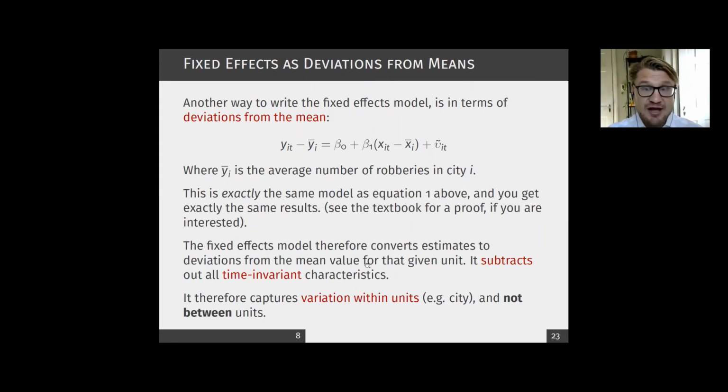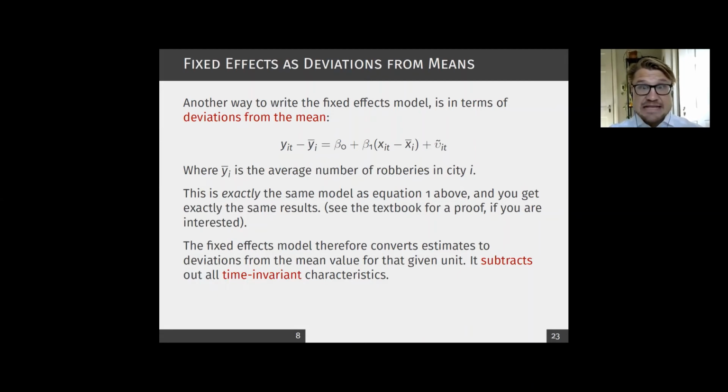If it captures all time invariant characteristics, it basically takes away everything, even some very weird thing that's going on in the city that you can't control for. The fact that you are subtracting out the mean means that you're controlling for all characteristics that are not varying over time, even though you do not have the data for that. So all of the sources of omitted variable bias from characteristics that do not vary over time, you just get rid of, even though you can't even control for them.